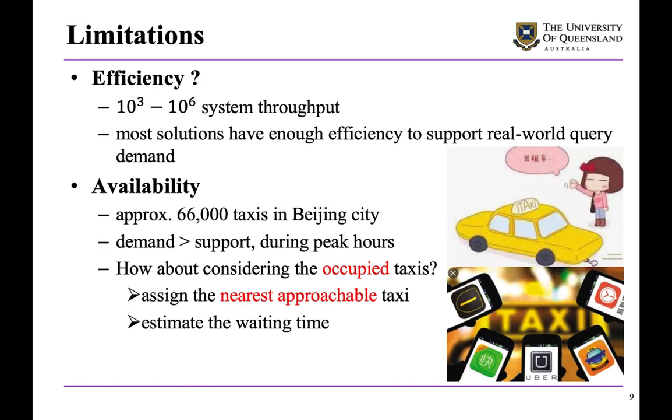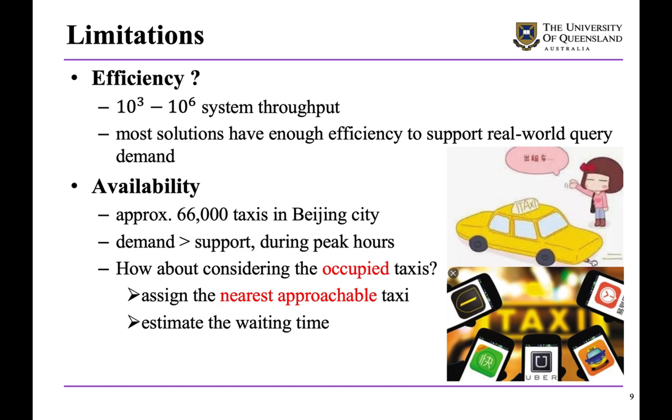First, let's have a look at the limitations of the traditional kNN query for taxi hailing service. Is there any problem with the efficiency? The system throughput of the aforementioned solutions can range from 1,000 to 1 million, which means that the system can process at least 1,000 queries in 1 second. Thus, most solutions are efficient enough to support real-world query demand. Most of the time, the number of queries coming to the system will not be larger than the system throughput. However, there could be insufficient available taxis for newly coming requests.